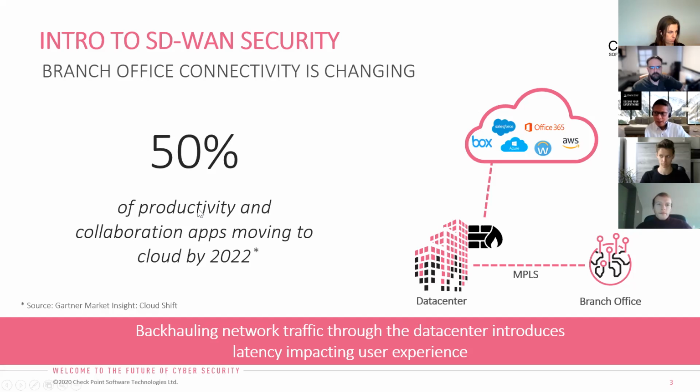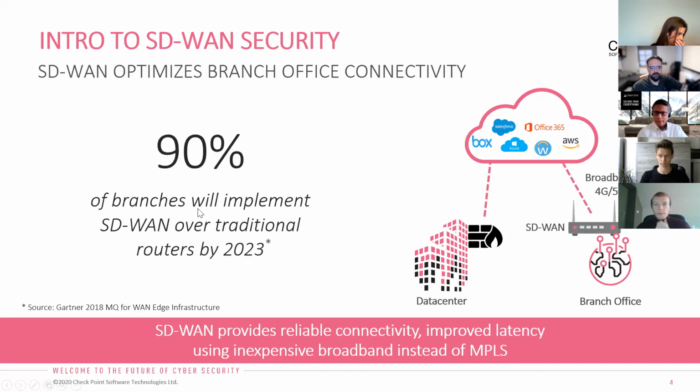What we do see also is that by 2023, according to Gartner, 90% of the branches will implement SD-WAN over traditional routers. The idea of SD-WAN is really to build a virtual network that spans the data center, the branch offices, and the clouds today, in order to ensure a proper way to manage your network segmentation, network security, and network performance, in terms of enterprise network services that have to be provided.